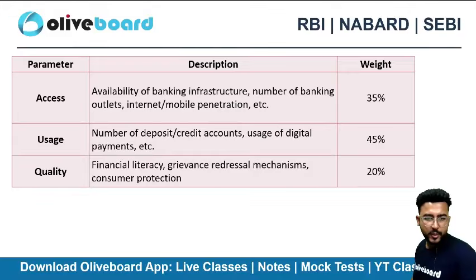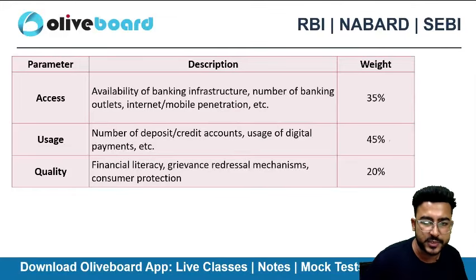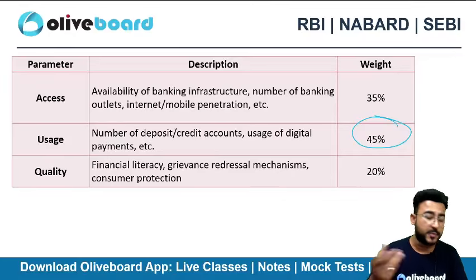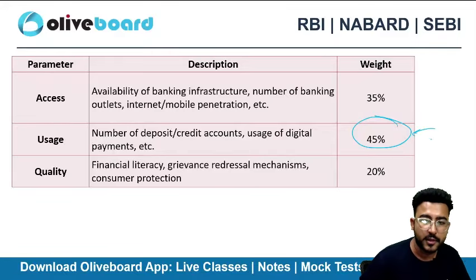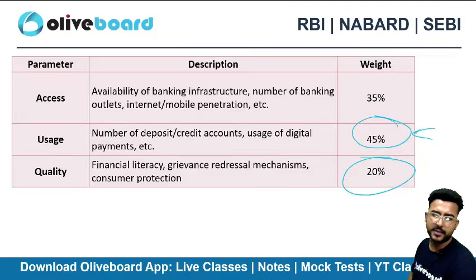Okay, what else? So there are three parameters. The highest weightage is of the usage. If people don't use it, what's the point, right? If people are not using it, it makes no sense. That's why it has the highest weight. Quality has the lowest weight of 20%, and access is somewhere in the middle, 35%.